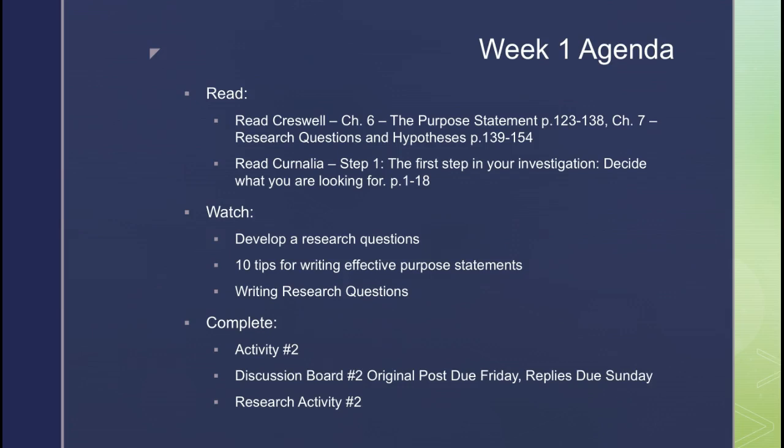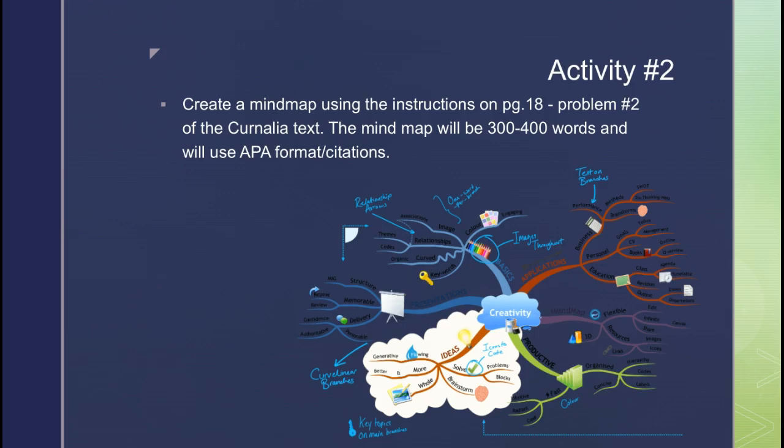We do have 3 assignments this week. We have discussion board number 2, with your posts due on Friday and replies due on Sunday, as well as research activity number 2. Activity number 2 asks you to create a mind map using the instructions on page 18, problem number 2 of the Cornaglia text.